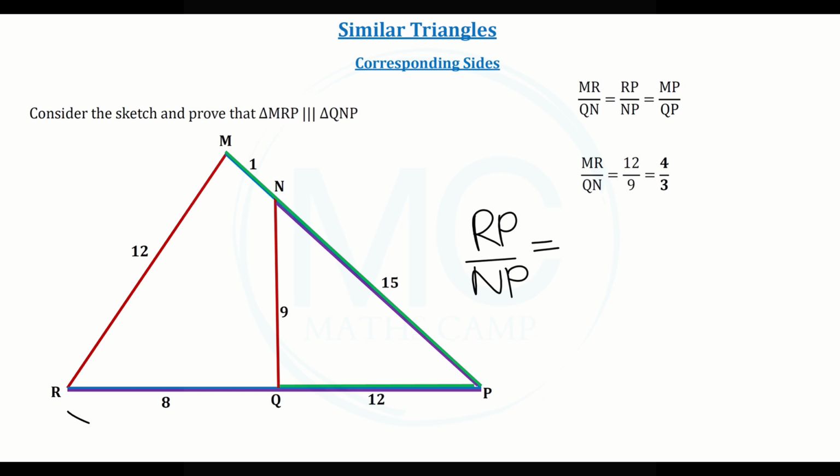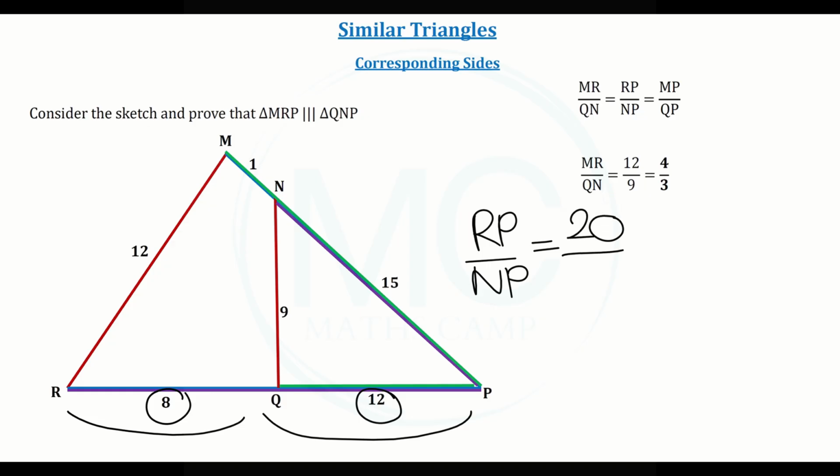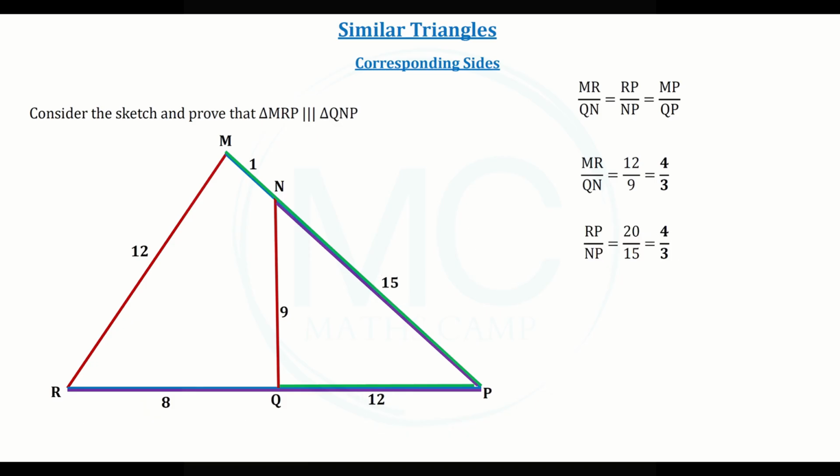RP runs from R to Q and Q to P. So RP is 8 units plus these 12, which gives us a length of 20 units, over NP, which is 15 units. Now we can simplify our fraction. 20 and 15 are both divisible by 5. 20 divided by 5 gives us 4, over 15 divided by 5, which is 3. This is the same fraction as we found above. So let's look at our third sides.